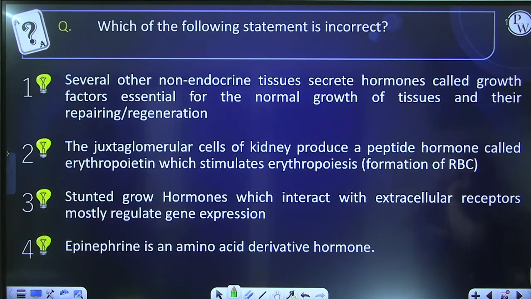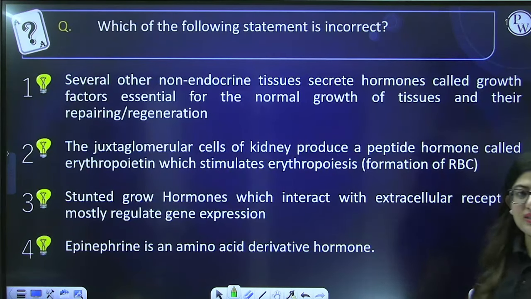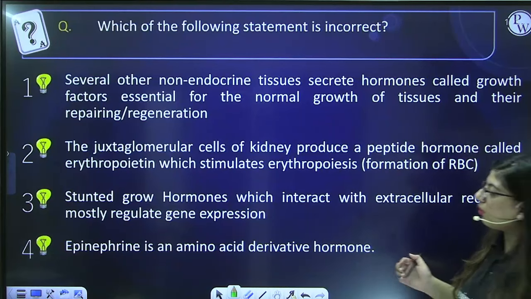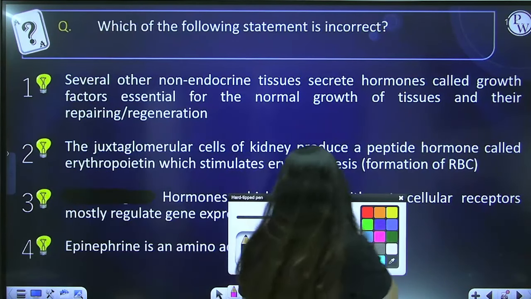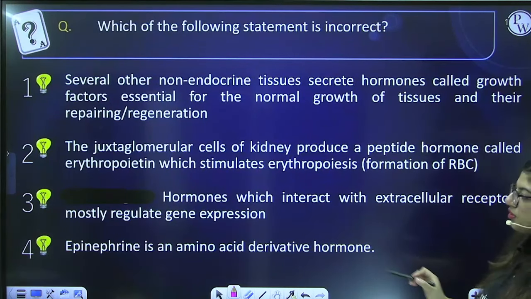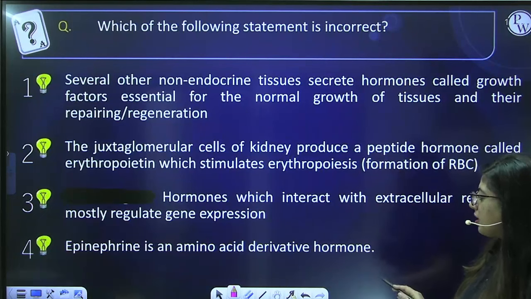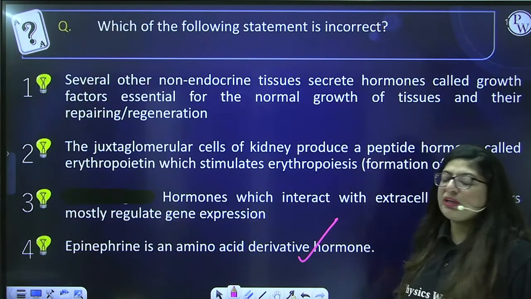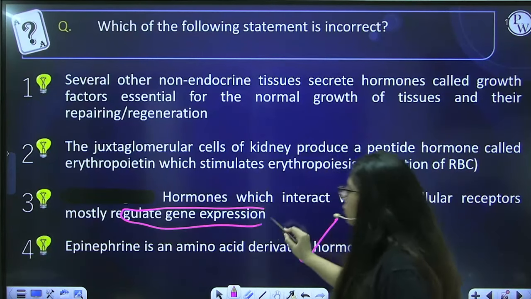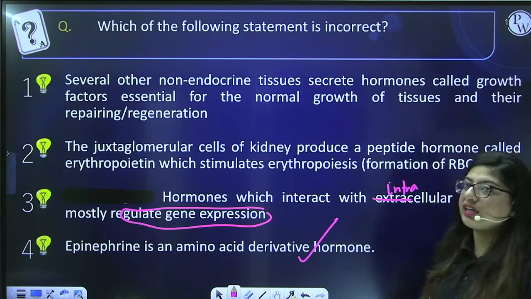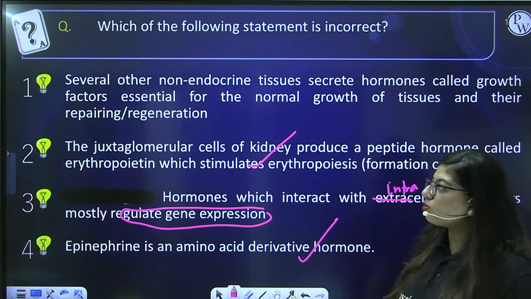Which of the following statements is incorrect? Several other non-endocrine tissues secrete hormones called growth factors, essential for the normal growth of tissues and their repairing or regeneration. Second, juxtaglomerular cells of kidney produce a peptide hormone called erythropoietin, which stimulates erythropoiesis. Third, stunted growth. Okay, just delete this point, that's a typo error. Start from here. Hormones which interact with extracellular receptors mostly regulate gene expression. Epinephrine is an amino acid derivative hormone. So we'll start from the lower one. Very true, it's an amino acid derivative formed from tyrosine. Hormones which interact with extracellular receptors do not regulate gene expression; those which interact with intracellular receptors regulate gene expression. Juxtaglomerular cells too secrete erythropoietin. True. Now what about this?